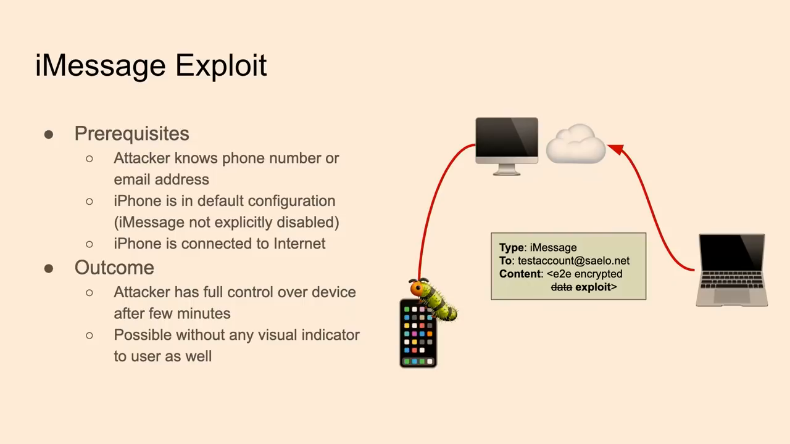So what does an iMessage exploit look like? In terms of prerequisites, the attacker only needs to know the phone number or the email address, which is the Apple account. The iPhone has to be in default configuration. You can disable iMessage, but that's not done by default. And the iPhone has to be connected to the internet. That's pretty much all you need for this exploit to work. So that's quite a lot of iPhones. The outcome is the attacker has full control over the iPhone after a few minutes. I think it takes like 5 to 7 minutes maybe. And it is also possible without any visual indicators. You can make it so there are no notifications during this entire exploit.